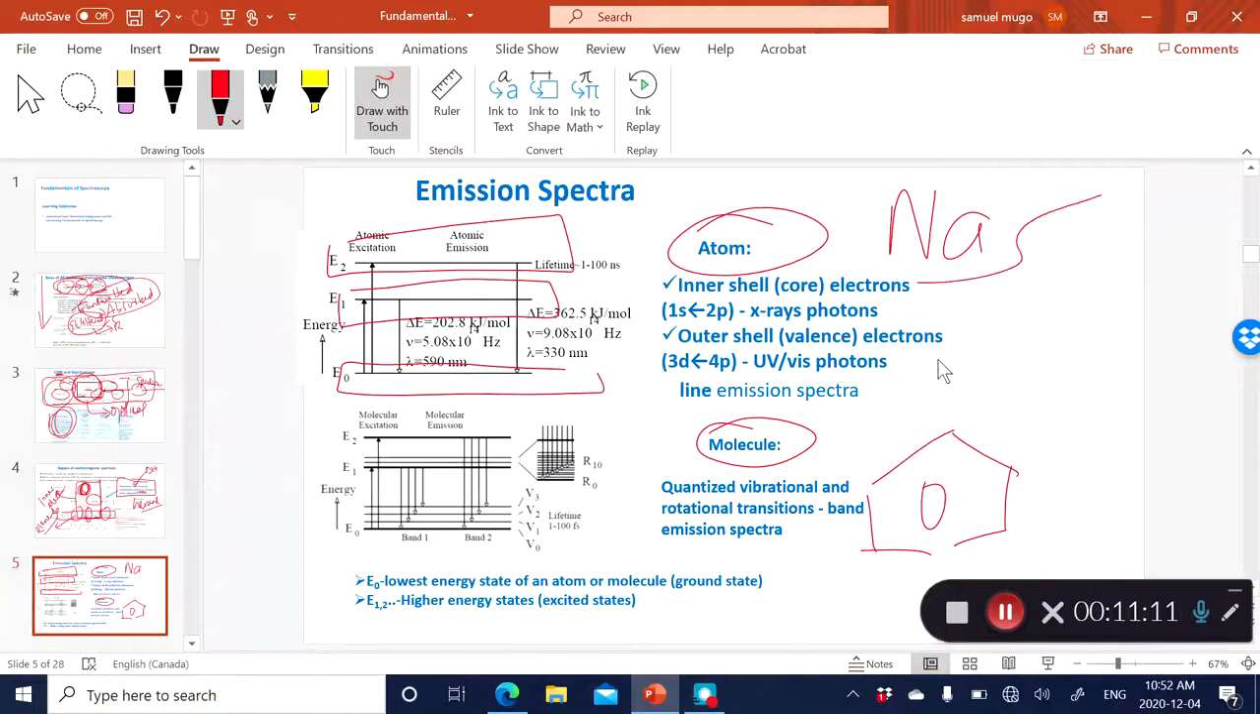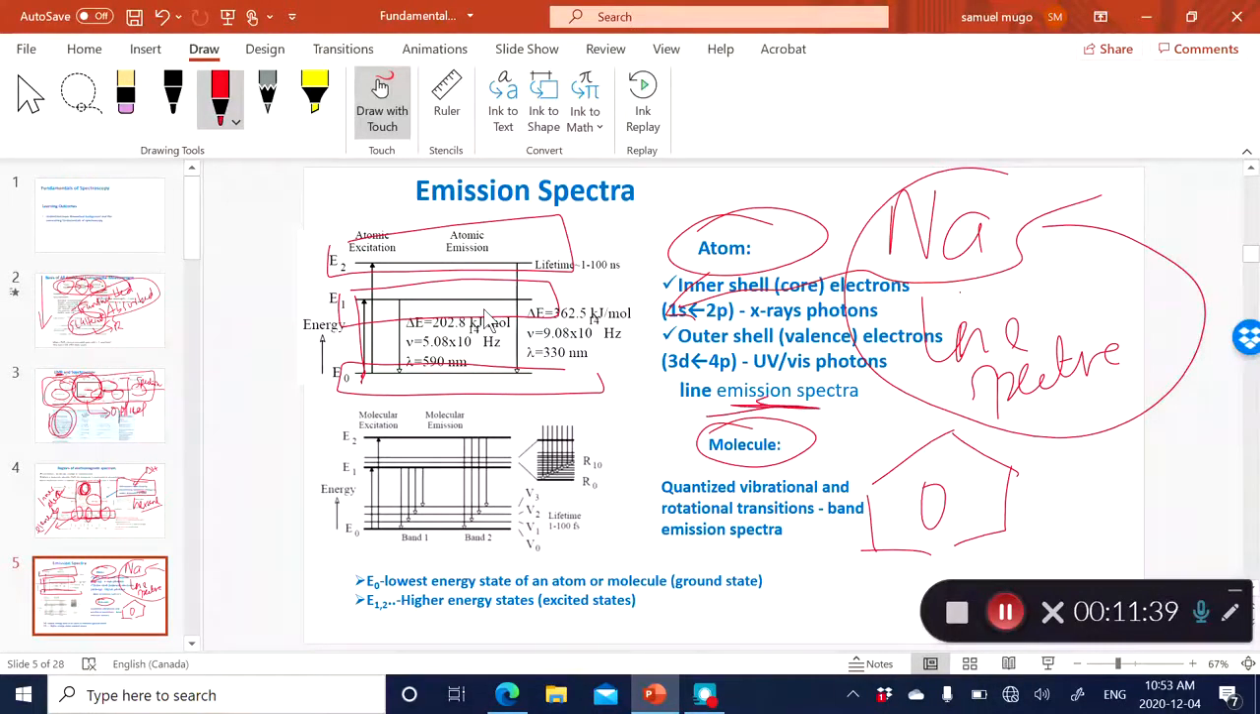And as such, if I've got light hitting a sodium atom, for example, the electrons get excited between electronic states. And so if you get a spectra resulting, you end up with a line spectra. So atoms give you a line emission spectra, and the reason for that is because they only have electronic states and they do not have any rotational or vibrational states.